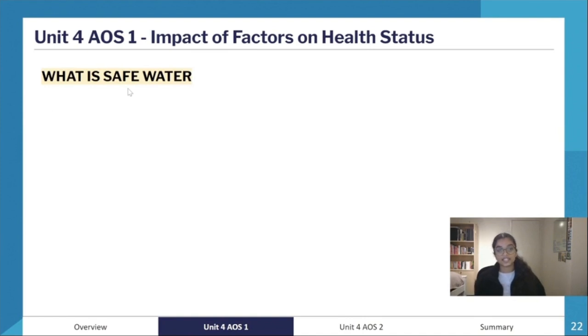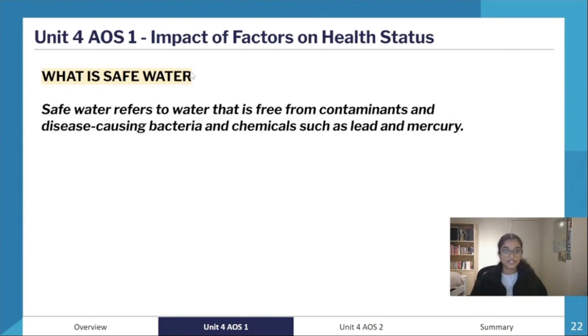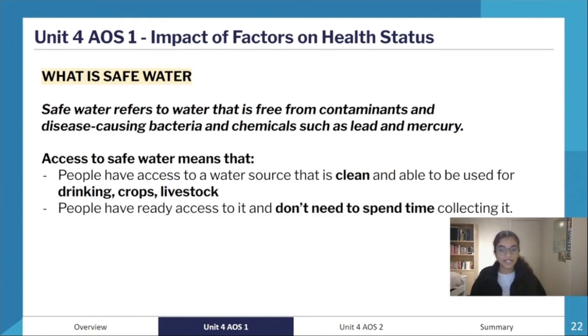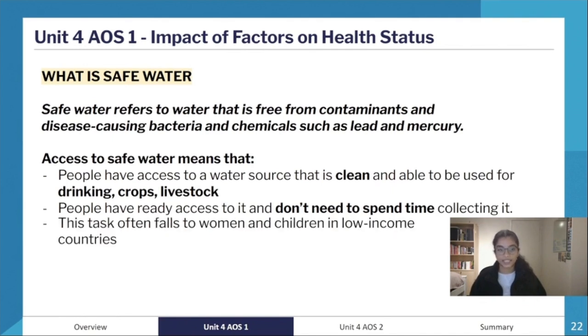Then our next factor is safe water. Alright, so safe water basically refers to water free from contaminants and disease-causing bacteria and chemicals such as lead and mercury. Alright, so you generally do need to know the definition, not word for word, but just the general ideas. So access to safe water means that people have access to a water source that is clean and able to be used for drinking, crops, and livestock. So people have ready access to it and don't need to spend time collecting it.